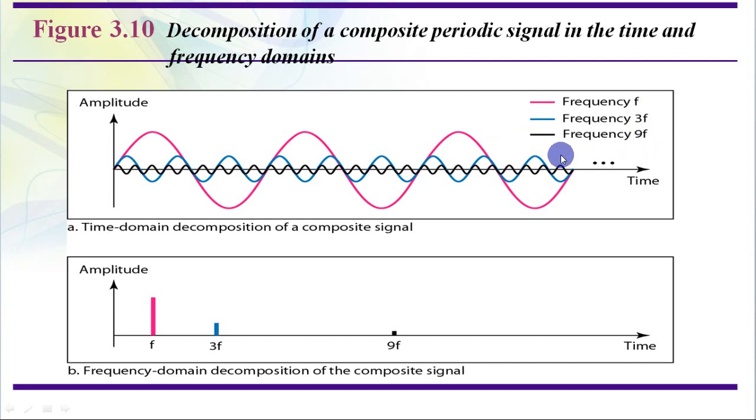So we can represent this composite signal in the frequency domain manner. In the frequency domain, the first one is represented with F in the pink color, the second one in the blue color, and the last in the black color, which is represented here. So this is how we can represent the composite periodic signal in the time domain and the frequency domain. Now we discuss the non-periodic composite signal.